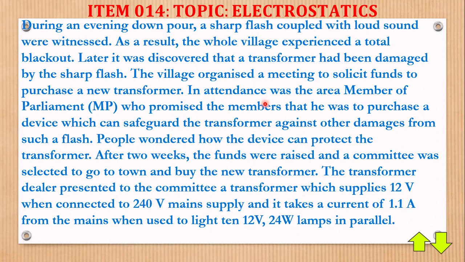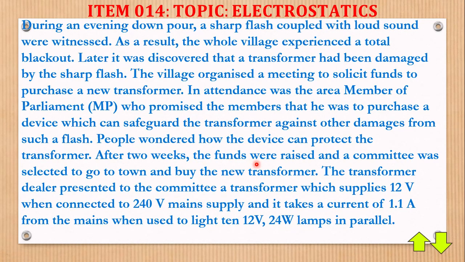In attendance was an area member of parliament, MP, who promised the members that he was to purchase a device which can safeguard the transformer against other damages from such a flash. Now, as you are reading, you must be figuring out what the flash is and which device can control that flash. Of course, in your mind, you should be having it that we are in for lightning and a lightning conductor itself. Good. People wondered how the device can protect the transformer.